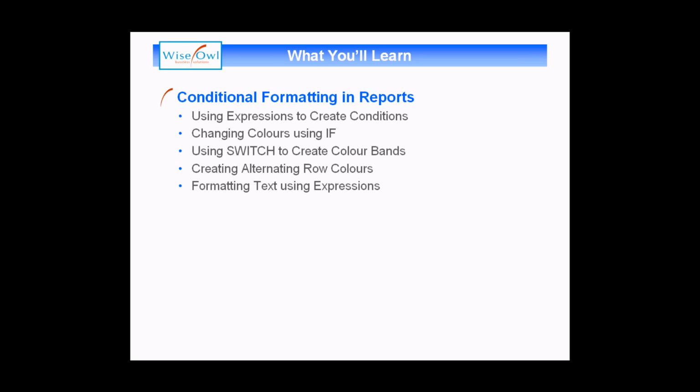We'll move on to a slightly more complex example using the switch function to calculate different ranges of colours. We'll show you how to create alternating row colours with perhaps the most awkward expression in the tutorial. Finally, we'll talk to you about how you can use expressions to format text as well. So let's get started.